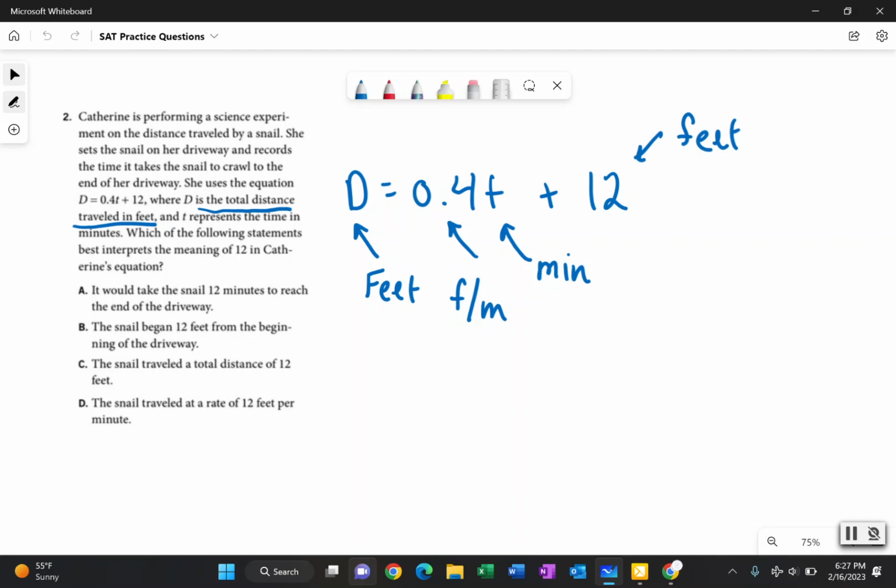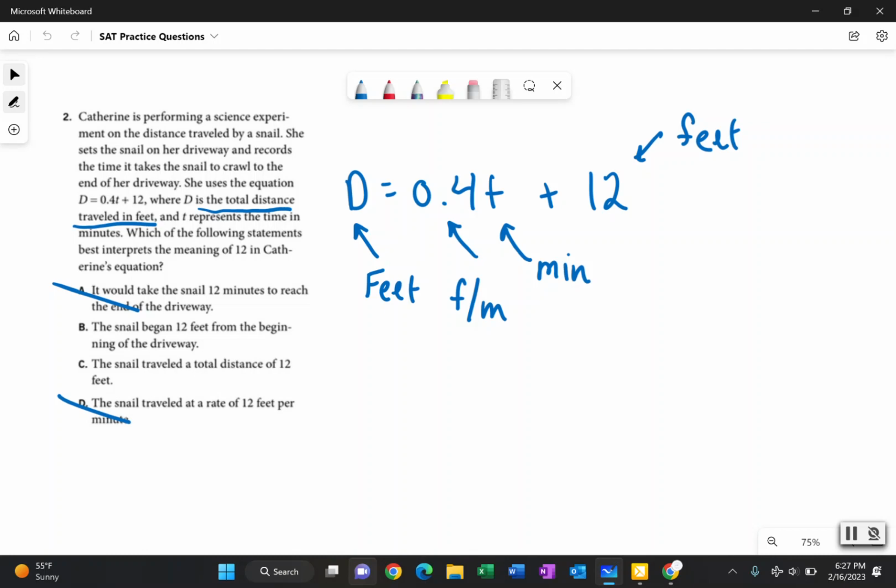So let's take a look at our answer key just to see if we can whittle down any of our values here. It would take the snail 12 minutes to reach the end of the driveway. Well, we can cancel that out because we know 12 is going to be in the units of feet. The snail began 12 feet from the beginning of the driveway. The snail traveled a total distance of 12 feet. And then we have the snail traveled at a rate of 12 feet per minute. No, we know it's not a rate. So we're able to cancel 2 out.